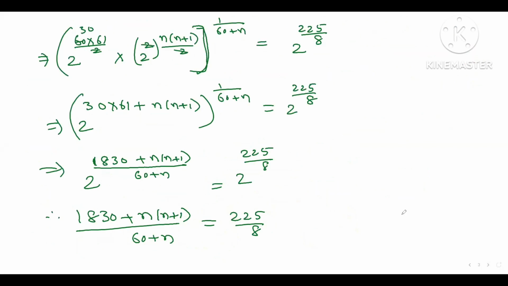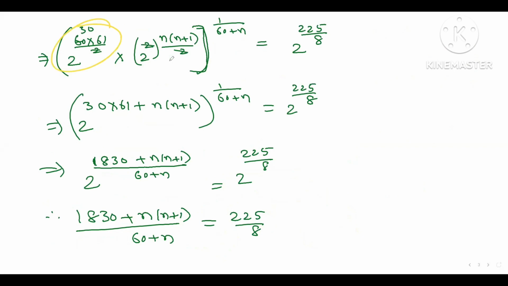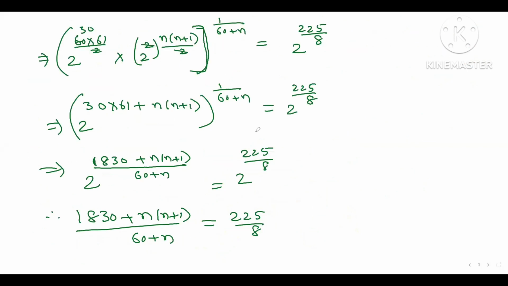Okay, now we get here 2^(1830) cancel. 2 to the power 30 into 61. 2 to the power 30 into 61. Here, 4 relation I can write 2 square. So (2 square) power n into n plus 1 by 2, and 2 get cancelled. Whole to the power 1 by 60 plus n is equal to the right side value.